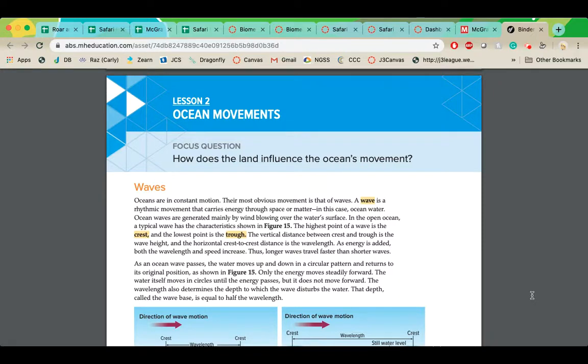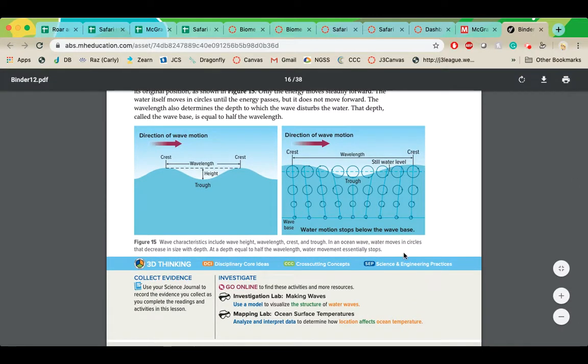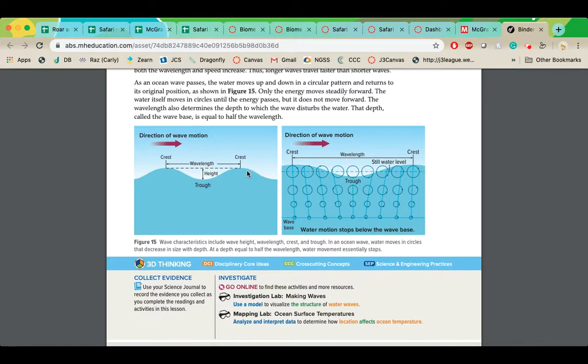In lesson two, we are going to be talking about ocean movements and how water goes from one place to another. First, let's talk about waves. Waves actually have different parts. The top part of a wave is called the crest, and the lowest part of a wave is called the trough. The distance between two crests, so the top of one wave to the top of the next wave, is the wavelength.